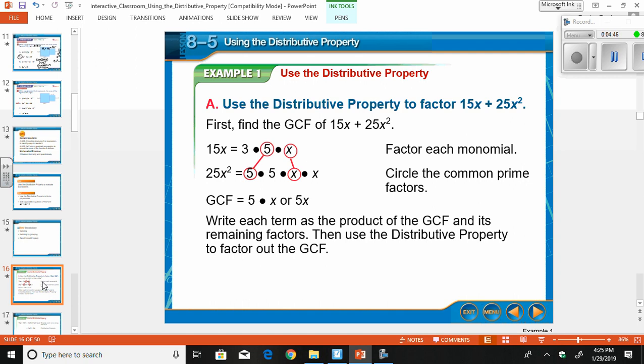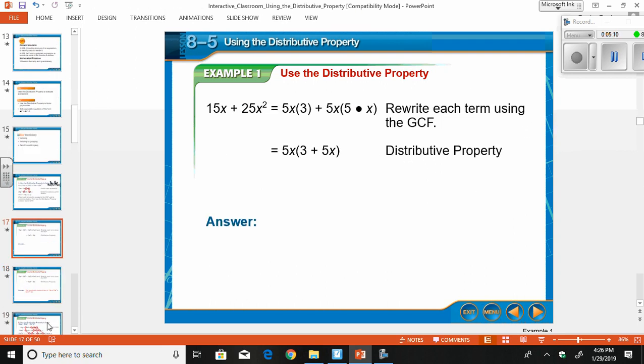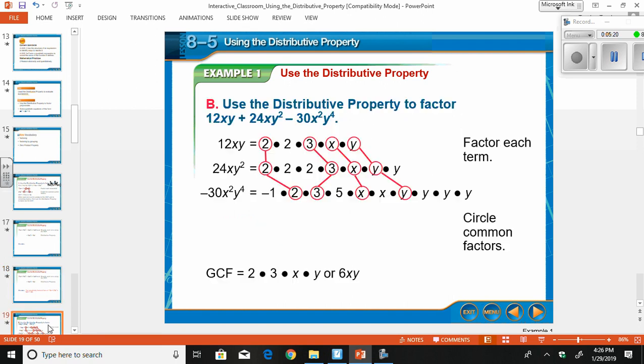Or you can come up here and say, what number do they have in common? They have a 5. What letter do they have in common? They have an x. So then I take 15x and I divide it by 5x. My x's go away, and I'm left with a 3. Take out that 5x, I get rid of 1x, and 5 divided by 5 is 1. So I get plus 5x, which is what we have here. So the completely factored form of 15x plus 25x squared is 5x times the quantity 3 plus 5x.